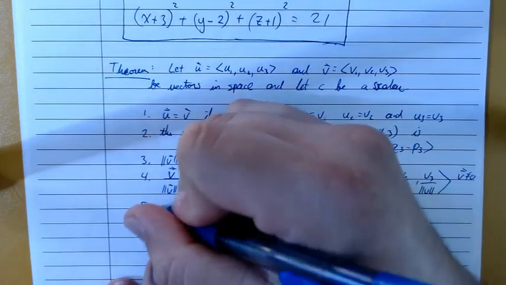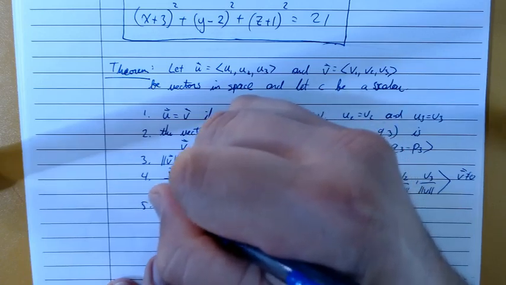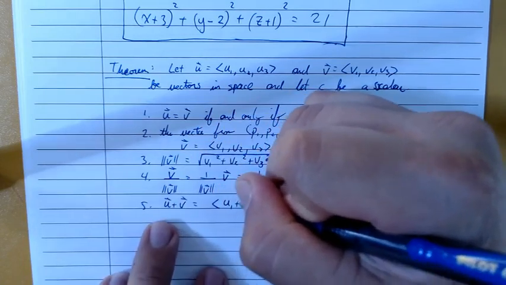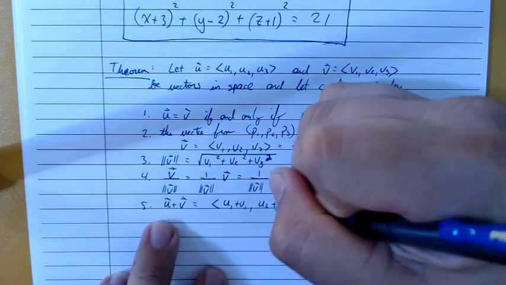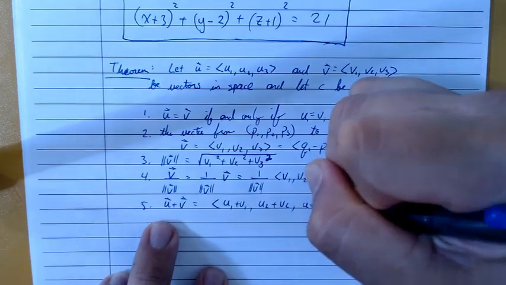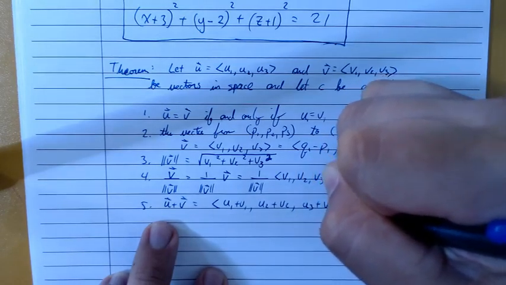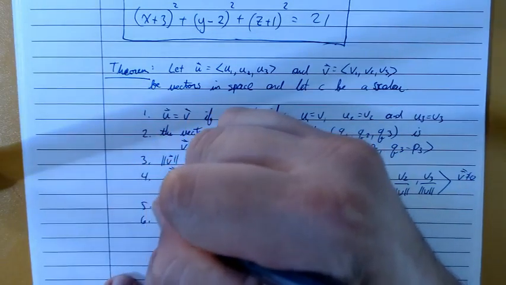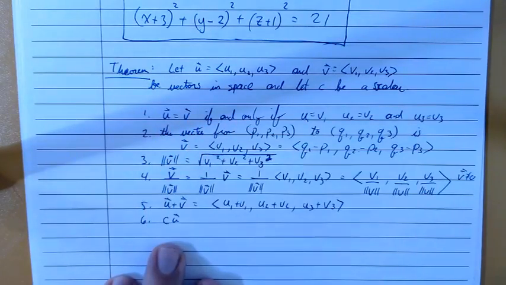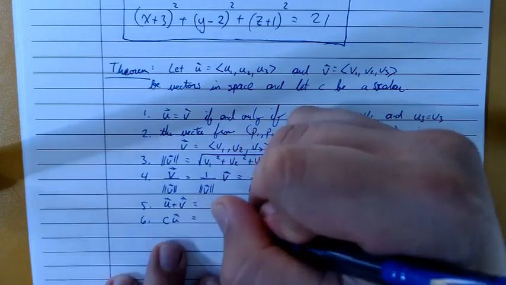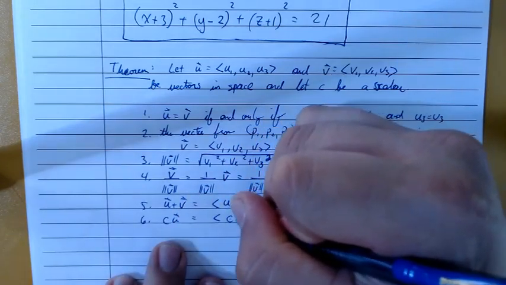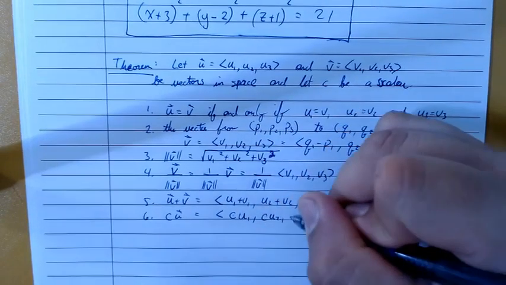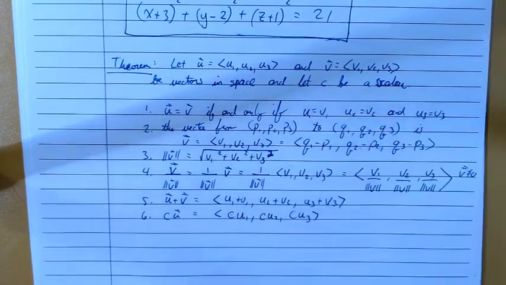Vector addition is defined the way you would expect it to be. The sum of u and v is simply the sum of the components, u1 plus v1, u2 plus v2, u3 plus v3. And scalar multiplication is what you expect it to be. c times u is simply given by the component-wise scaling, cu1, cu2, cu3, just like that.